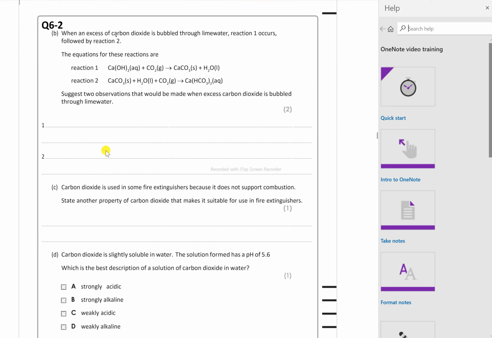When excess CO2 is bubbled through lime water. Right, okay, so this is an interesting one. You've got lime water, you bubble through carbon dioxide, you end up with a solid precipitate, though. Turns lime water milky. This is where it comes from. Calcium carbonate is a solid. Now, when you bubble through some more CO2 through the same solution, excess, you end up with calcium hydrogen carbonate.